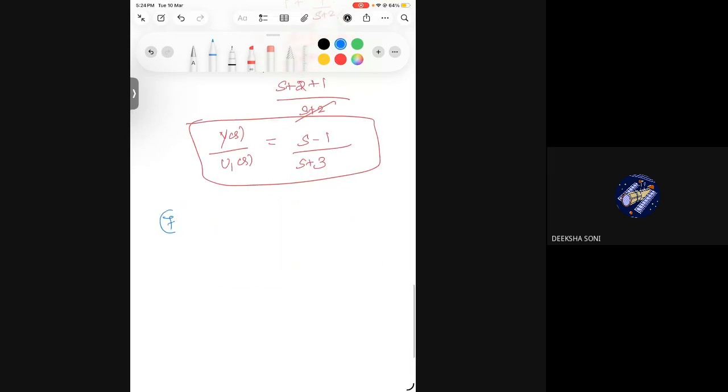Ma'am, when we write output by input equal to GH by 1 plus GH, it's for a negative feedback system.